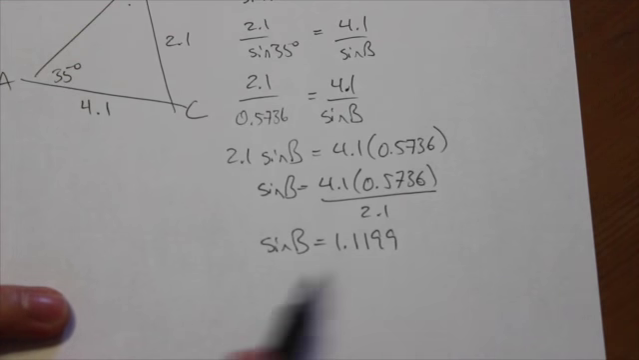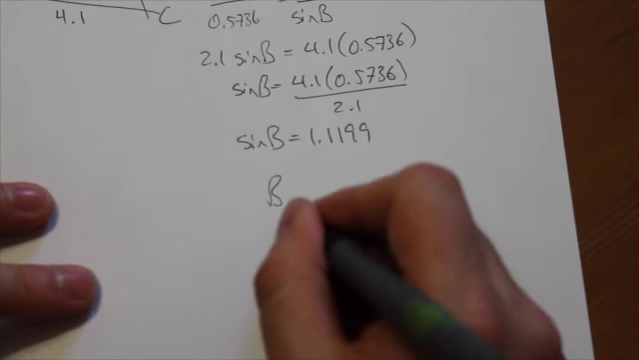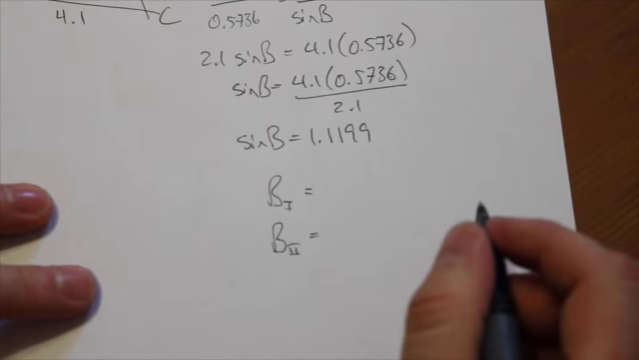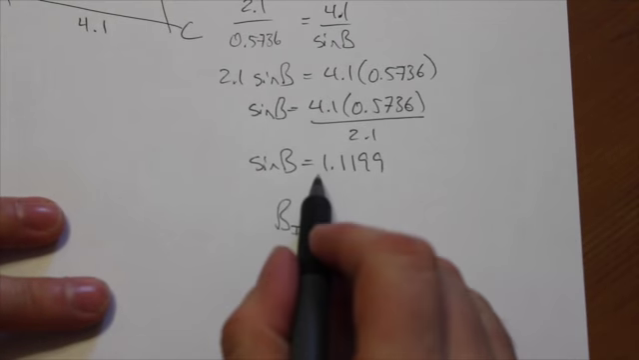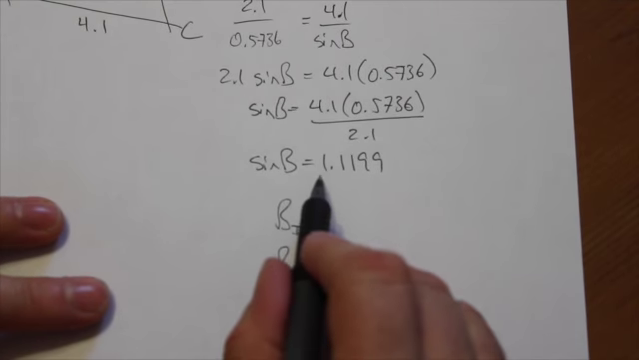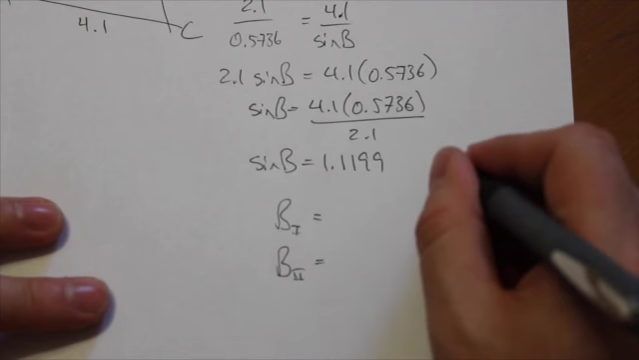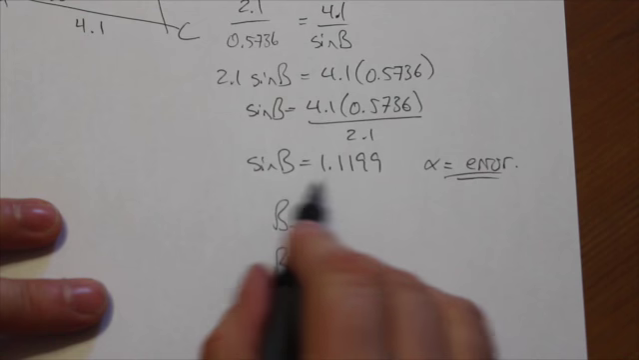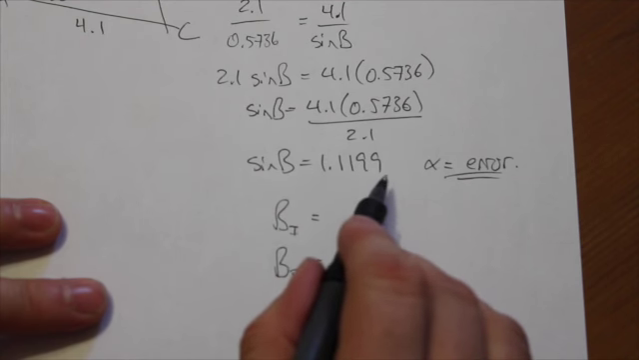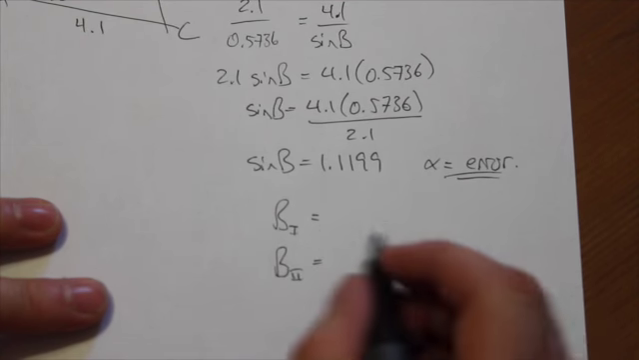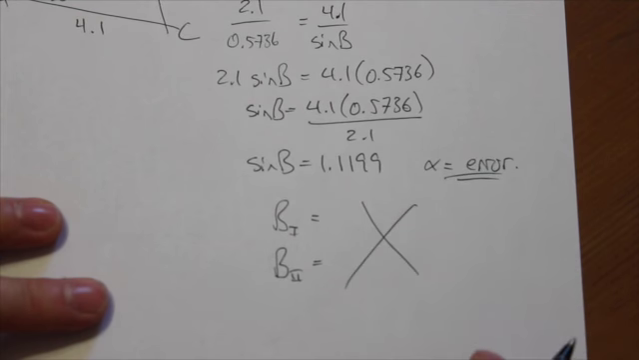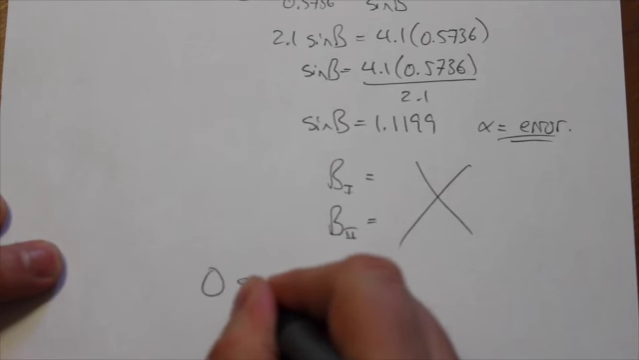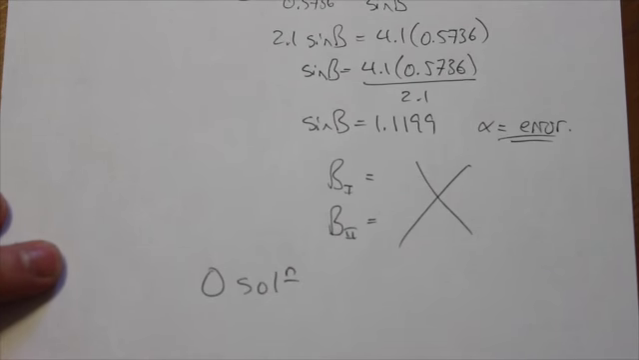Now, I know that I'm looking for a first quadrant angle and a second quadrant angle, but here's the problem that I run into in this situation. This ratio here is greater than 1. And so when I try to look for my reference angle, that ends up giving me an error. When I take the inverse sine of 1.1199, I'm going to get an error, which means there is no solution to this. There isn't even a single triangle. There are 0 solutions to this problem.